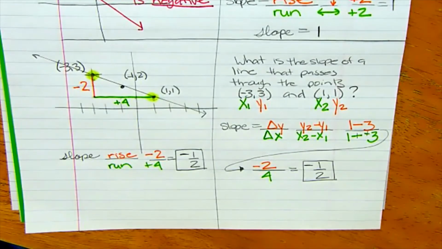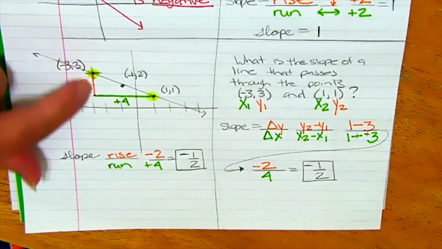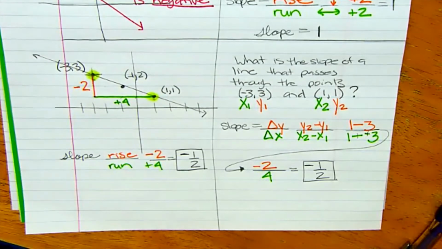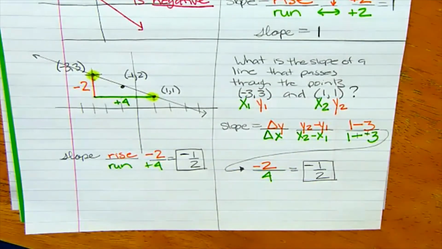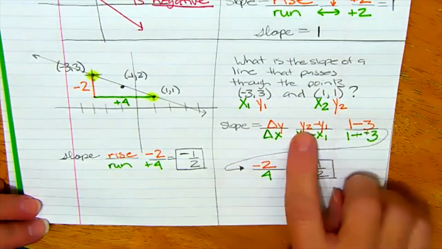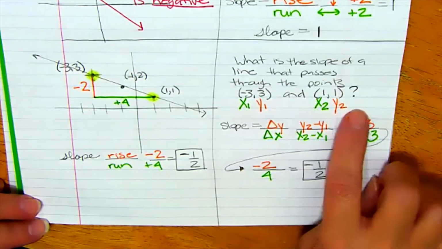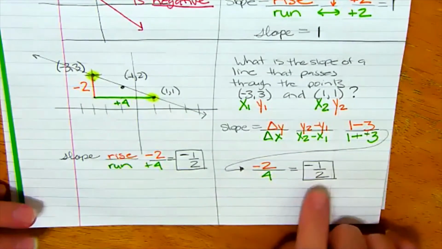So we have 2 ways of finding slope. We can pick 2 clean points and count our rise over our run, or we can use 2 points that they've given us and know that it's change of y over change of x, which means y2 minus y1 over x2 minus x1. We have to label our points and substitute, and it gives us the same slope.